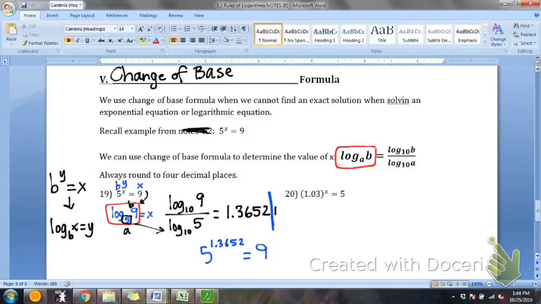What did you get? 8.999. That's pretty close, right? If we had not rounded, we would have gotten 9.